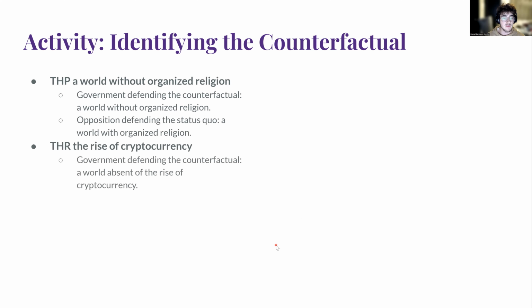All right. Government defends the counterfactual, a world absent of the rise of cryptocurrency. And as I mentioned earlier, it's incredibly important to understand that they are not defending that the rise of cryptocurrency was just bad. They're defending a world absent of the rise of cryptocurrency, and that is incredibly important. And opposition defends the status quo, a world with the rise of cryptocurrency.